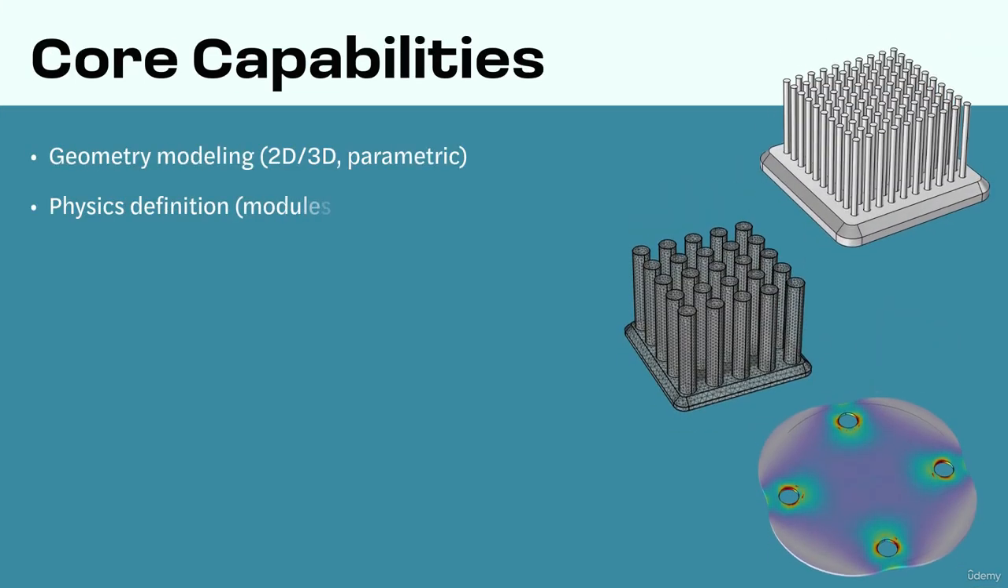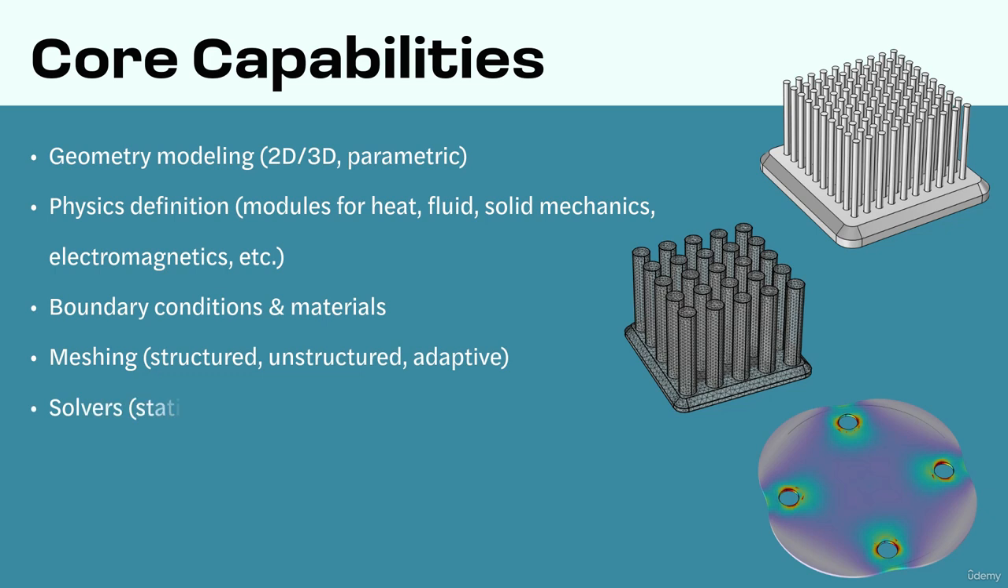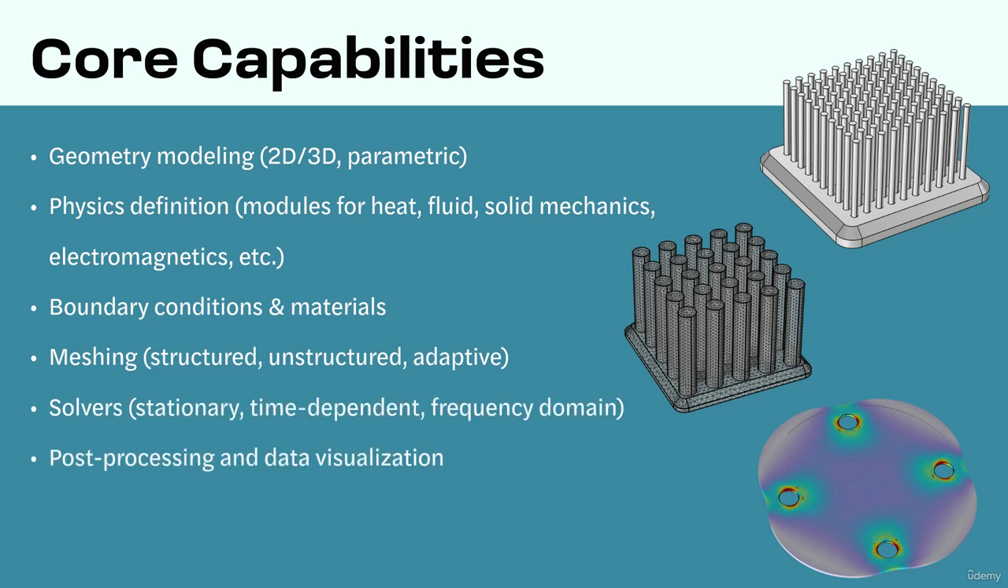The next question is: what can this software do? The core capabilities of this software start from geometry modeling. You don't need a specific 3D modeling software. You can do all the two-dimensional, three-dimensional, or parametric modeling in COMSOL itself. It also has the option for physics definition, so you have different modules from heat, fluid, solid mechanics, electromagnetics, optics, and many more. Also, you can easily apply the boundary conditions and initial conditions in this software.